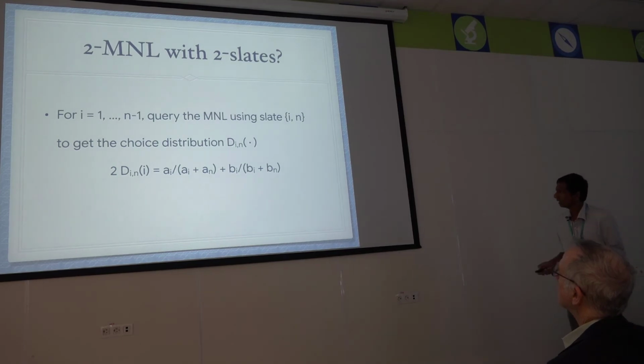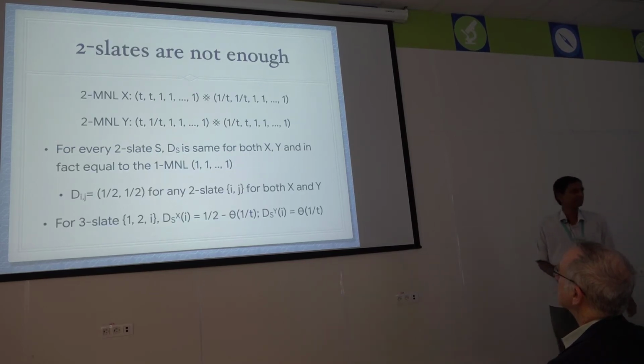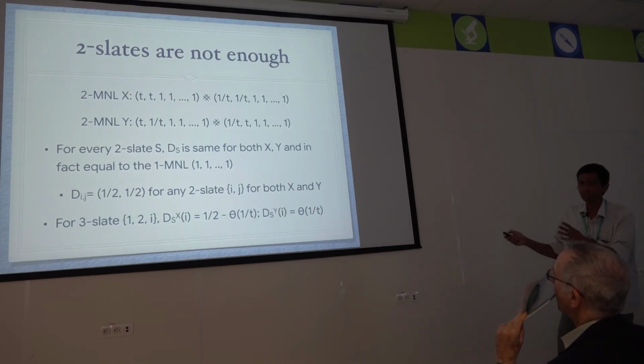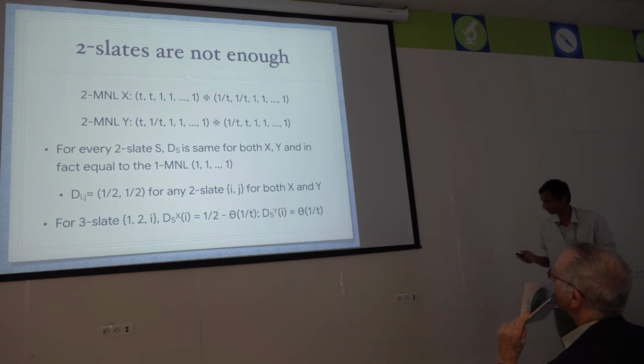So how about I try the same 1 MNL idea? Now I query slates of size 2 and I get this as an answer. Assume it's 2 uniform MNL, so it's like half-half probability. Can I use this to learn? It turns out it's not enough. So 2 slates are probably not enough to learn 2 MNLs, and there's a simple counterexample for that. Okay, I won't go into the details of this, but that's a counterexample.